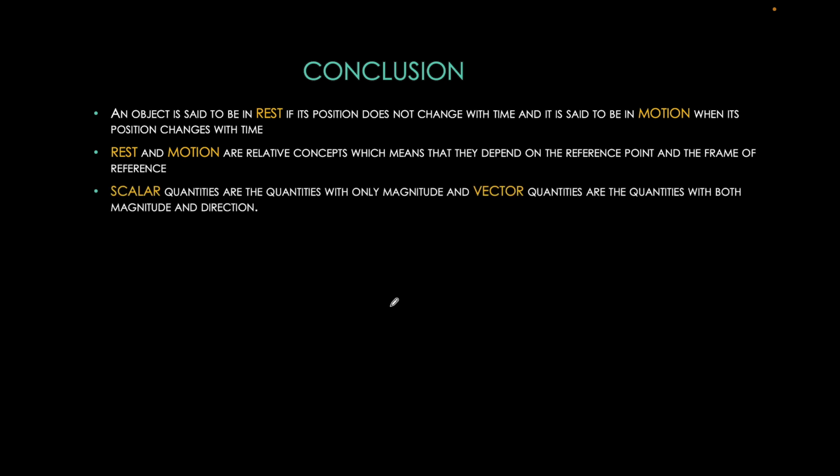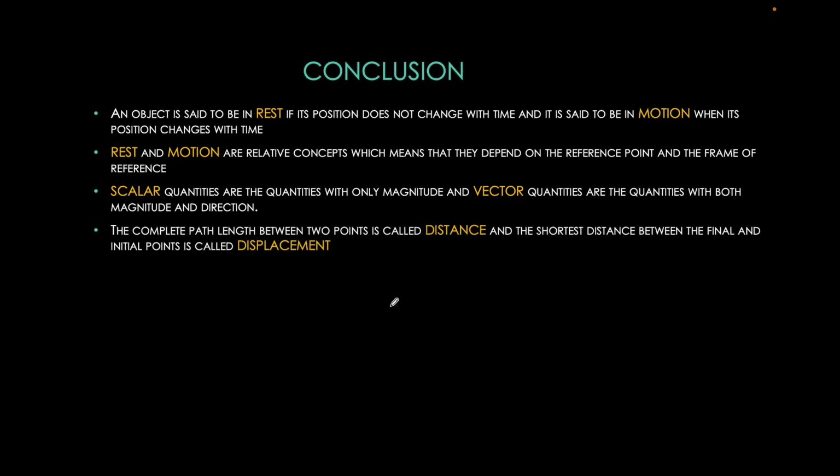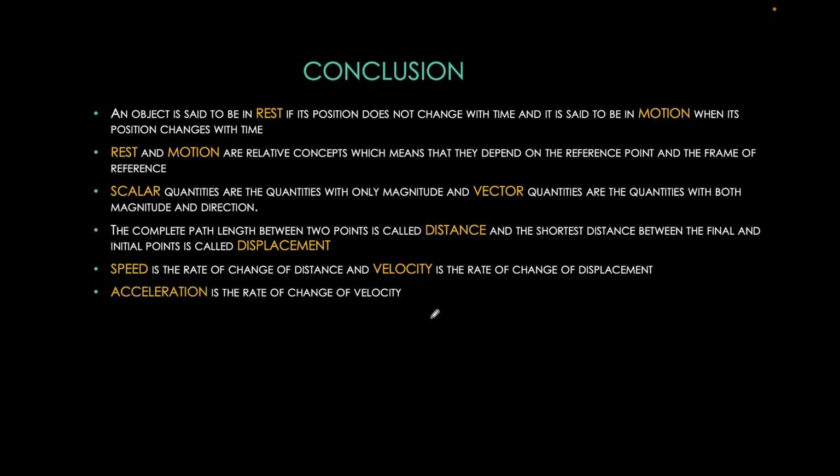Scalar quantities are the quantities which have only magnitude, like speed and distance, and vector quantities are the quantities with both magnitude and direction, like velocity and displacement. The complete path length between 2 points is called distance, and the shortest distance between the final and initial point is called displacement. Speed is basically the rate of change of distance, and velocity is the rate of change of displacement. Acceleration is the rate of change of velocity, but as I have told you, in some numericals, you will also be able to see that acceleration is the rate of change of speed as well.